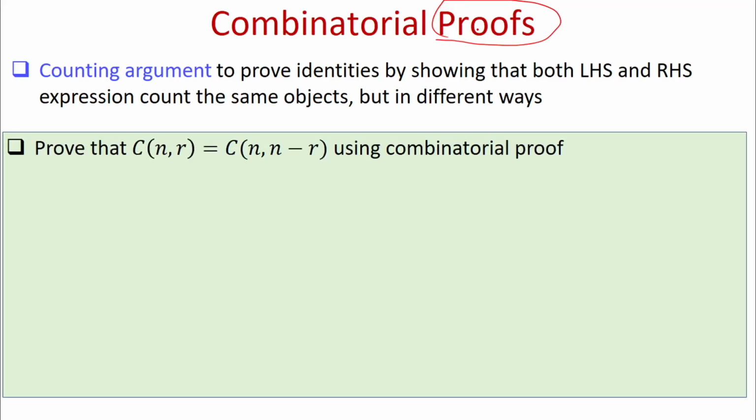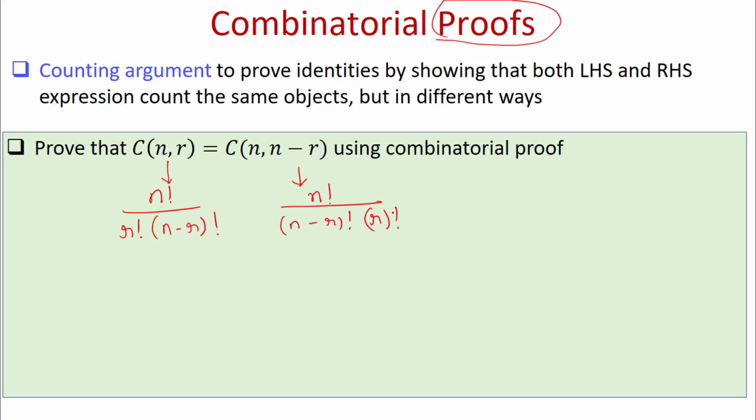So let's see a very simple combinatorial proof which you must have definitely studied. We want to prove that the value of C of n comma r is the same as the value of C of n comma n minus r. Of course, one way of doing that is I expand C of n comma r and rewrite it as factorial n over factorial r times factorial n minus r, and I expand my right hand side. And in this case, actually, both the expressions are the same. So I could have simply said that they are the same. But that's not the goal of a combinatorial proof.